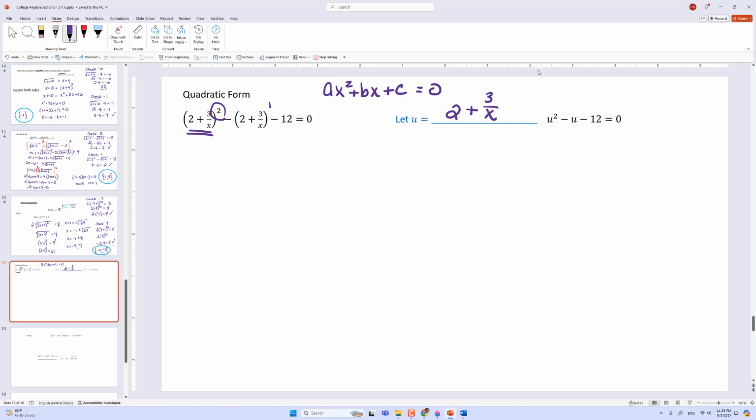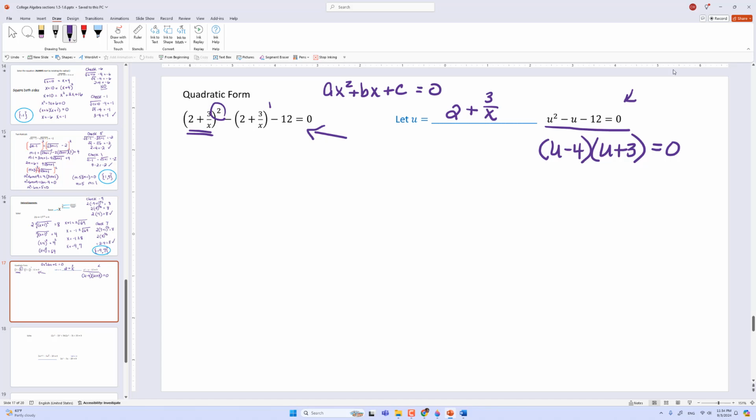So I can rewrite this equation as u squared minus u minus 12 equals 0, which is easy to solve. I can write it that way because u is 2 plus 3 over x. So 2 plus 3 over x squared minus 2 plus 3 over x minus 12 equals 0. So I made it look very simple now. So I can solve this easy equation, u squared minus u minus 12 equals 0, by factoring. That's going to be u minus 4 times u plus 3 equals 0.